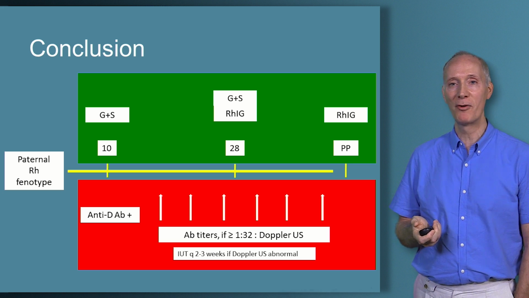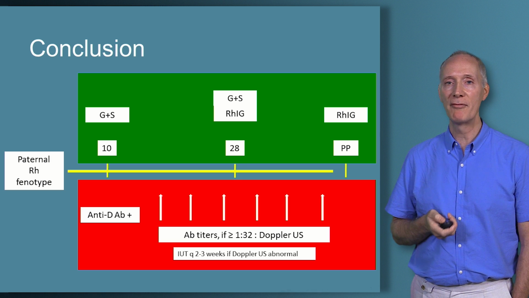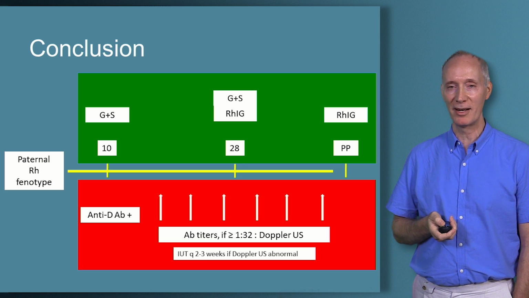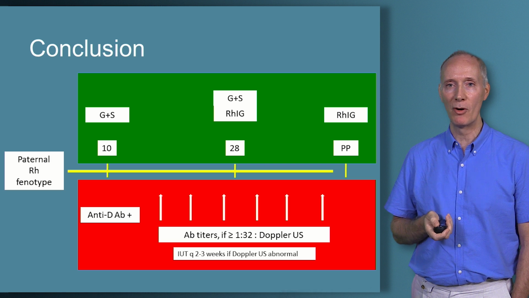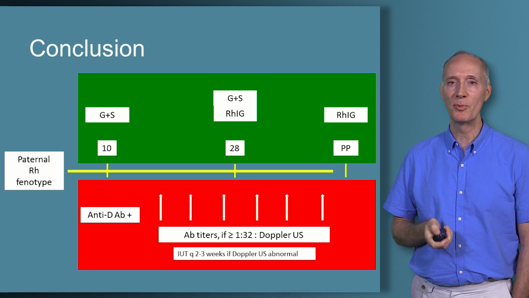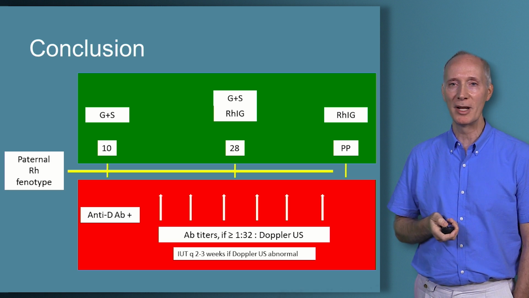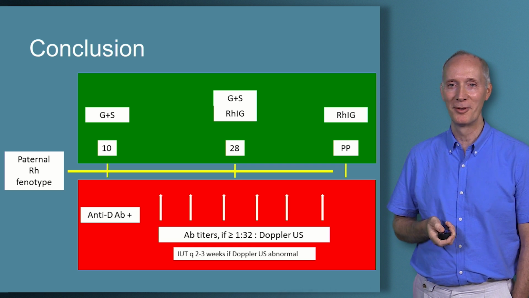And then we will take over with Doppler ultrasound and maybe do a transfusion every 2 to 3 weeks, depending on what the findings are. After birth, the pediatrician will take over, because as I said earlier, jaundice and hemolysis will continue into the neonatal period. I hope this summarizes this talk well for you, and I hope you enjoyed the slides.